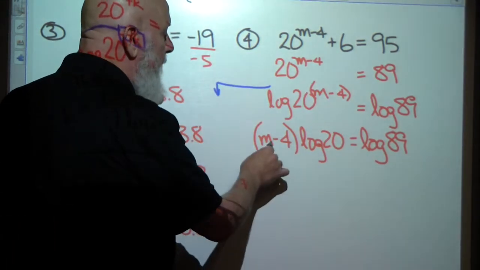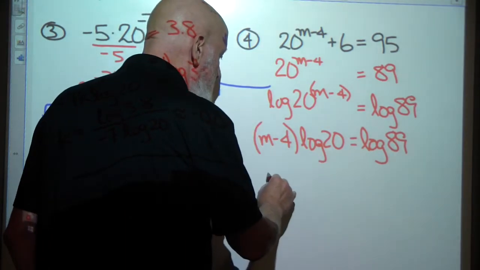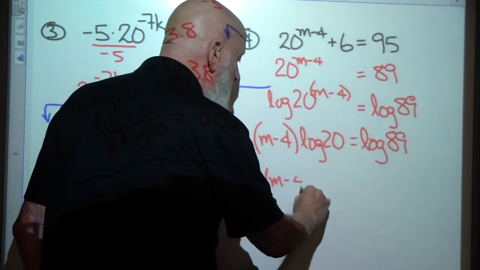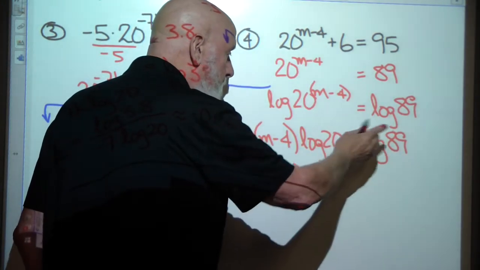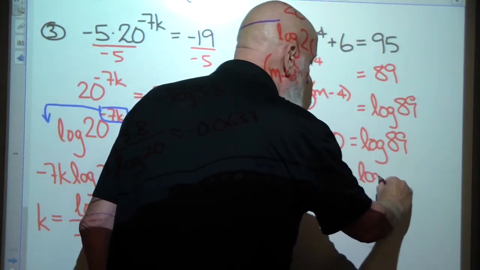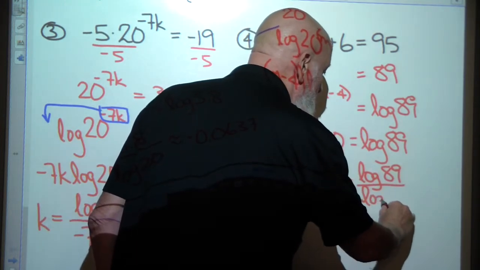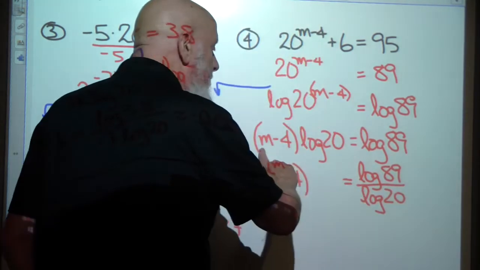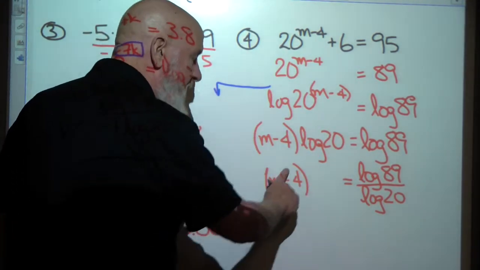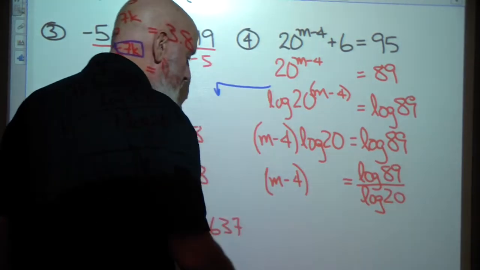And where was I? I'm going to try to get this m by itself, so I'm going to divide both sides by the log of 20. I'll do that right now. That'll give me m minus 4. If I divide this by log 20, it'll disappear on this side. It'll show up on this side as log 89 divided by log 20. I divided this whole side by log 20, and the log 20's canceled, leaving me with m minus 4. I don't need these parentheses. And I divided this side by log 20 just to stay in balance.